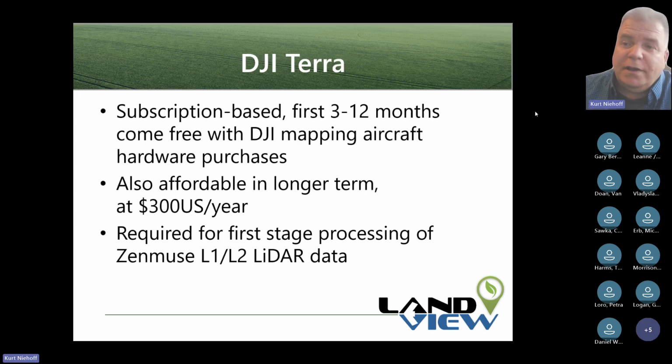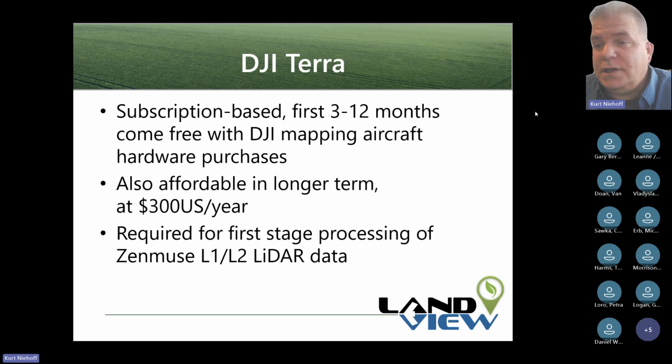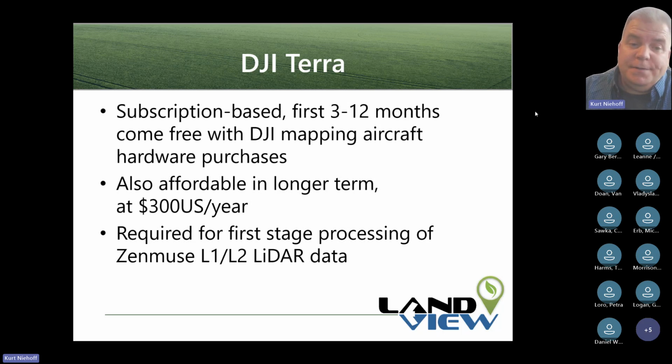DJI Terra I include in the list because it's free upfront. So anybody buying a Mavic 3 Enterprise, Mavic 3 Multispectral, oh, and the Zenmuse L1 LiDAR sensors, all of them come with DJI Terra for either 3 months, 6 months, or 12 months. And it's a great way to hook people, right? Give them their first piece of software for that piece of hardware. They tend to use the free one first, and if it's good enough, they keep using it and renew their subscription. It's also affordable in the long term. It's only $300 US a year, which in this space is very affordable. Pix4D Fields, by comparison, is $300 a month. Quite a different price point.